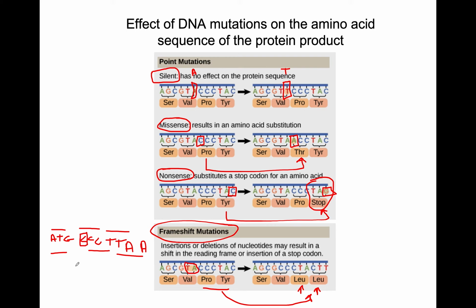Another way I can do this is by adding a nucleotide. Let's say I'm adding a G in here. If I add a G in here, what will my reading frame be? It's going to be ATG, GCC, CTT, and then AA something else down the line. So removal of nucleotides and addition of nucleotides really messes up the reading frame of the protein and really destroys the sequence of the protein and ultimately its function.